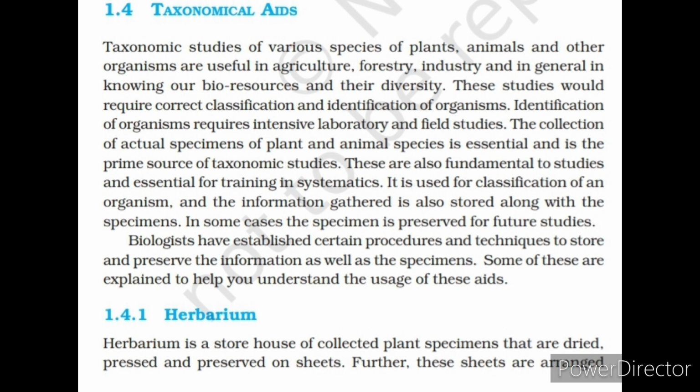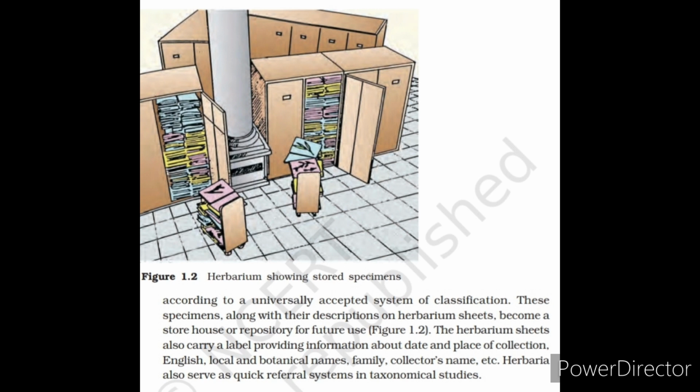Herbarium. Herbarium is a storehouse of collected plant specimens that are dried, pressed and preserved on sheets. Further, these sheets are arranged according to a universally accepted system of classification. These specimens, along with their descriptions on herbarium sheets, become a storehouse or repository for future use. Figure 1.2. The herbarium sheets also carry a label providing information about date and place of collection, English, local and botanical names, family, collector's name, etc. Herbaria also serve as quick referral systems in taxonomical studies.